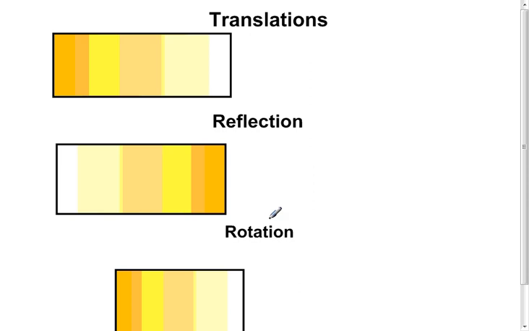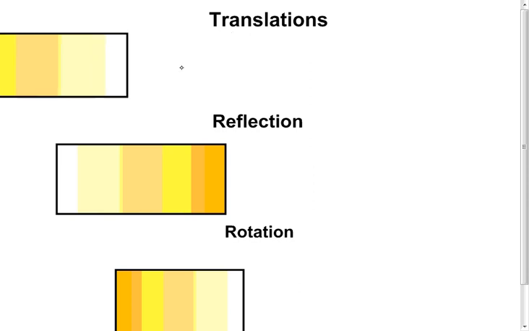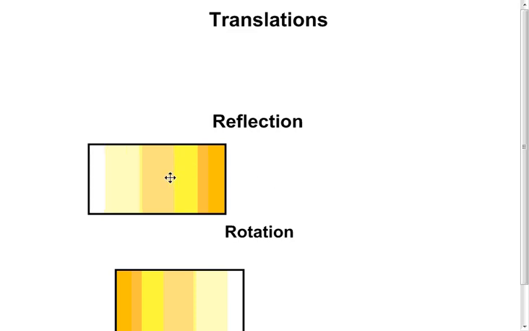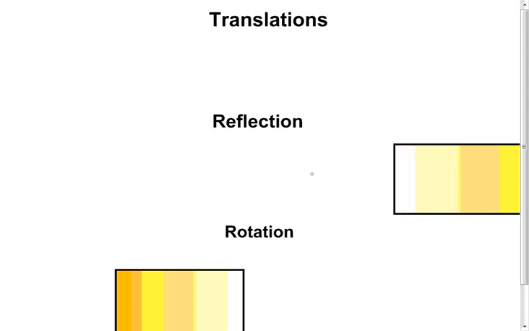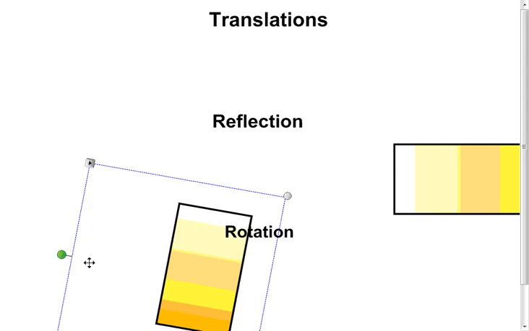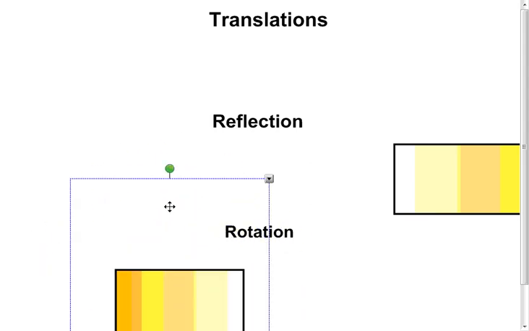Alright, so we have a translation. That's just a slide. Watch quick because it'll disappear. Alright, that's a slide right off the page. Reflection, we're going to flip it over a line, or we could flip it over again. And then a rotation, I can get as creative with this one. You're just rotating it around a certain point.